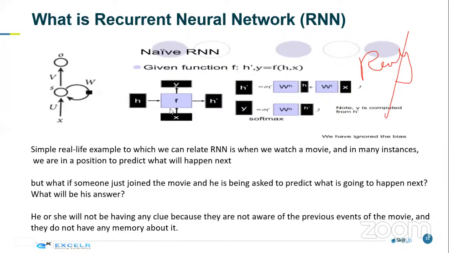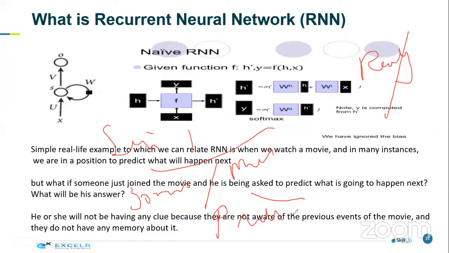But since you are watching a movie right from the beginning, you will be able to predict what will happen next. Imagine someone came after, let's say, 30 minutes after the movie started. If you ask him what could happen next, maybe he will not be able to predict it very accurately. That accuracy will be very low, because he does not have the background or a memory of what has happened in the previous 30 minutes. And that could be the information. What is happening actually, guys?